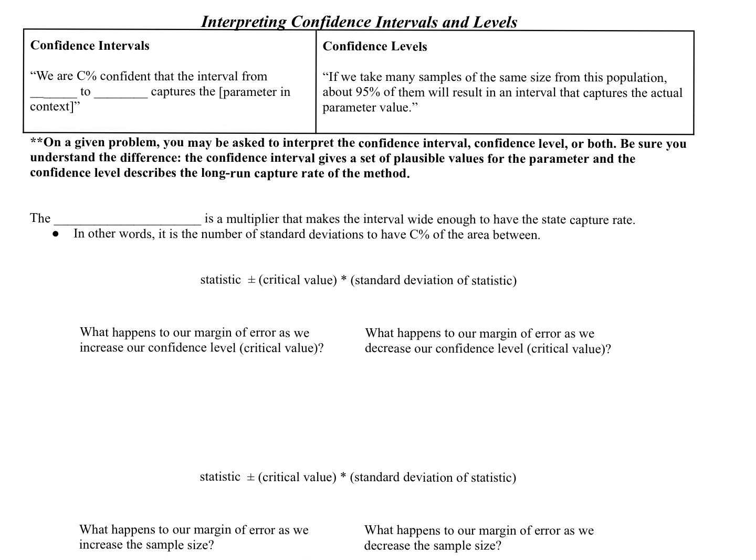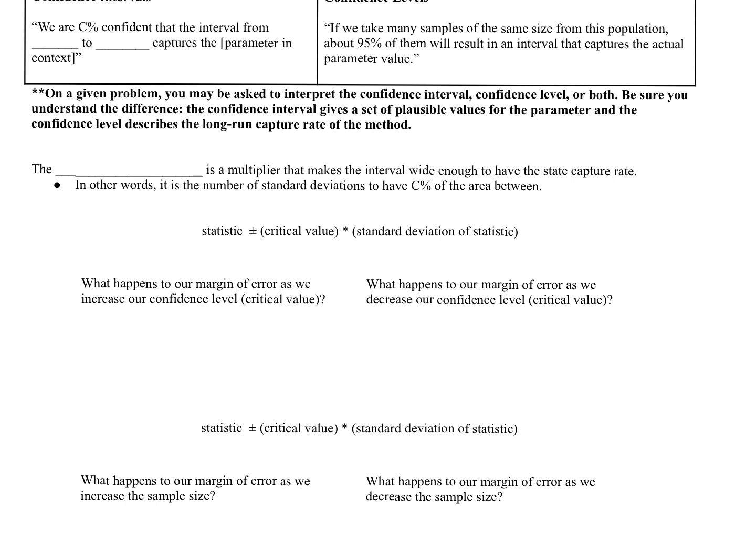So let's talk about how the interval is constructed. We need something called a critical value. The critical value is calculated based on your level of confidence, and it's the value that makes the interval wide enough to have whatever level of confidence you have. So the critical value is basically your number of standard deviations.